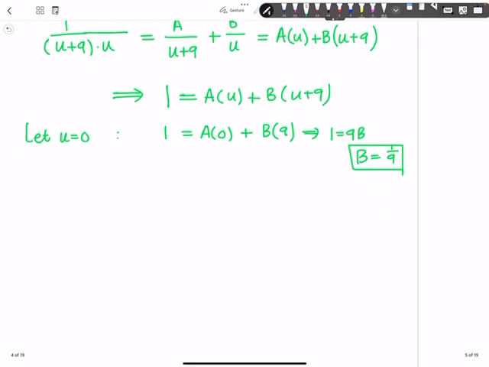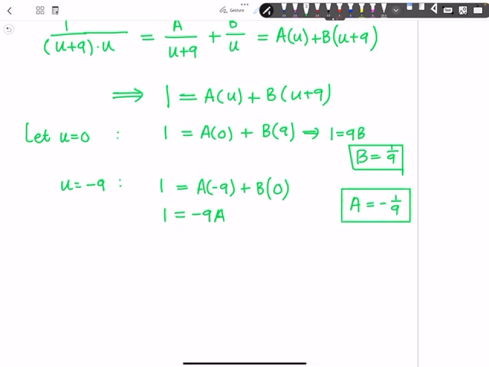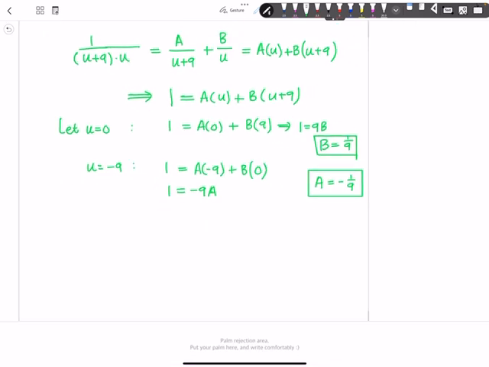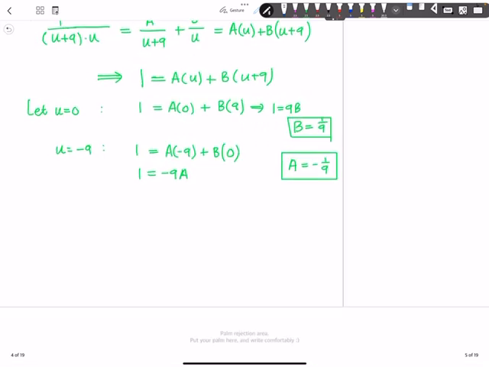I'm also going to let u be equal to the other annihilator that I would like to use here, which is negative 9. So this gives 1 is equal to a times negative 9 plus b times 0. So here we get 1 is equal to negative 9a, which means a is equal to negative 1 over 9. Now that we have a and b, we can go ahead and rewrite our integral.